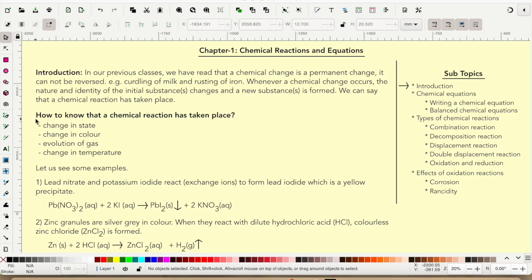Now the question is how to know that a chemical reaction has taken place. The answer is at least one of these four will occur: change in state, change in color, evolution of gas, or change in temperature. Let us see some examples.